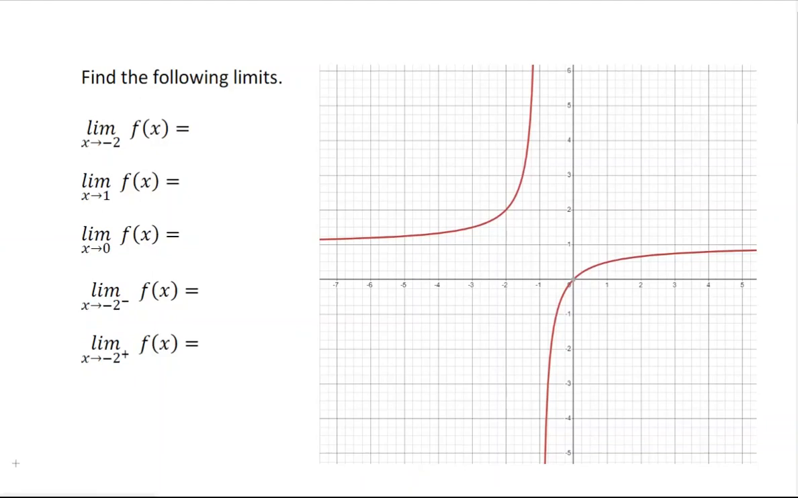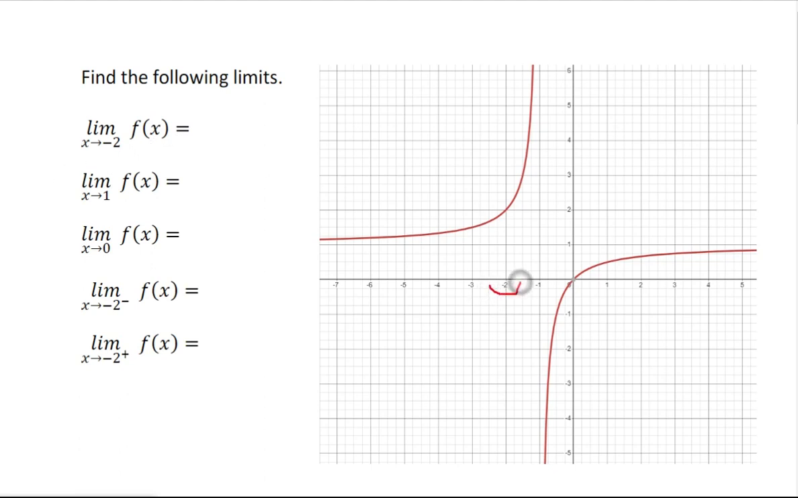A limit is a y value that you get close to as x gets close to some value. So let's find some limits. This first example, it's asking what is the limit as x approaches -2 of f of x. Now, of course, f of x is just a y value, and it's asking what y value am I getting close to as x gets close to -2?